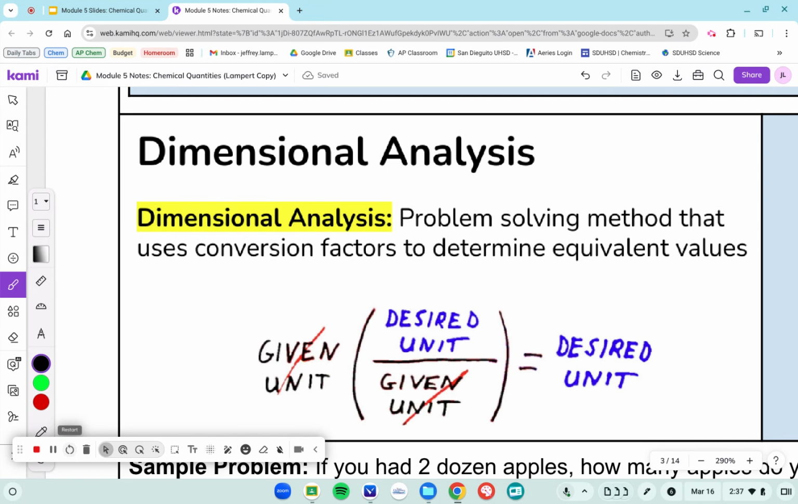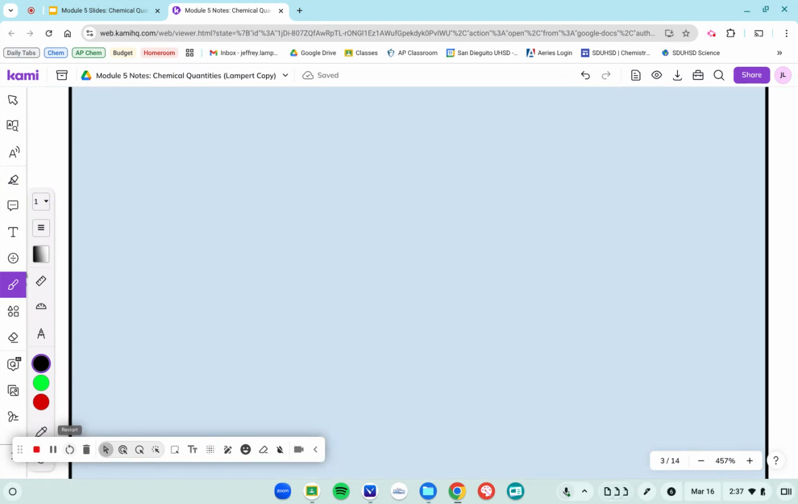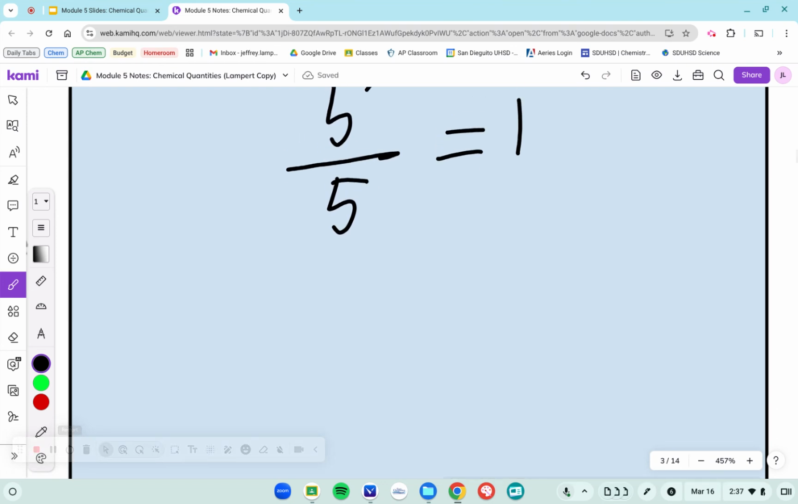Now, to understand why this works, let's go back to some math review first. I think this is math that we can all do. Let's start with the easiest one. What is 5 divided by 5? 1. Right? 5 divided by 5 is 1. Now let's make it a little bit harder. What is x divided by x?